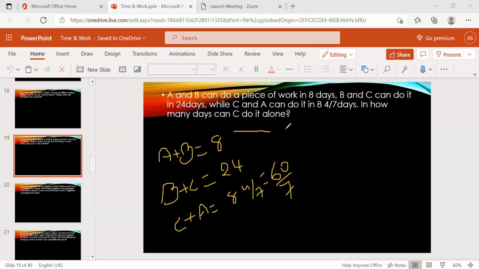Now just find the efficiency of these three in the normal manner. Take the LCM in the normal manner. So 8 and 24, 8 is a factor of 24, so leave out 8 and take 24 and 60. The LCM is 120. So 120 divided by 8 is 15, 120 divided by 24 is 5, right?